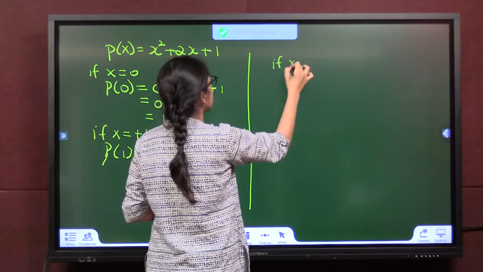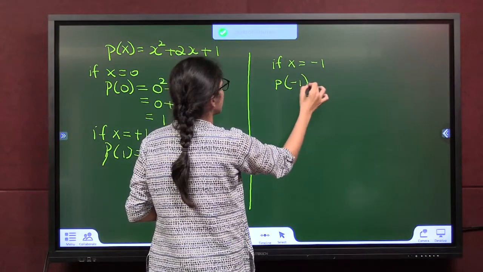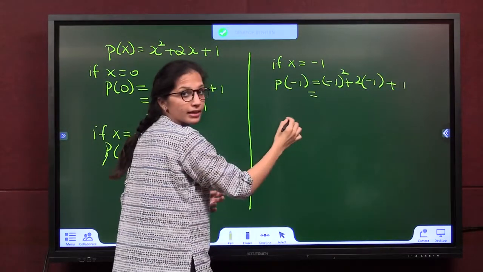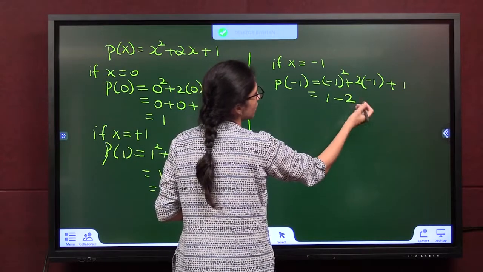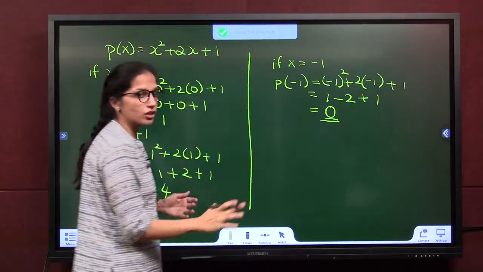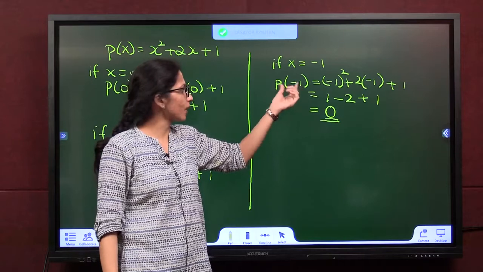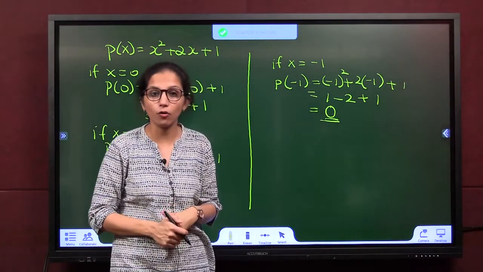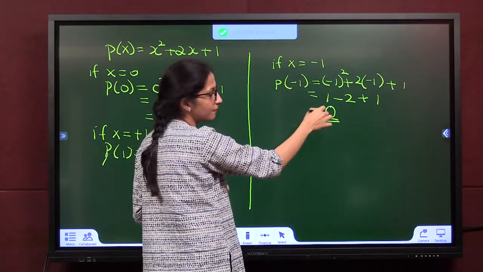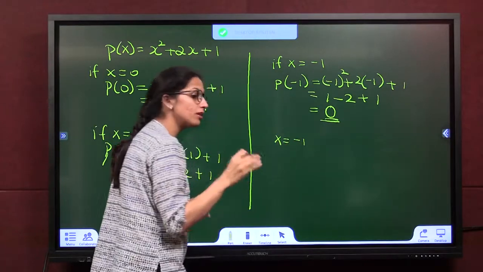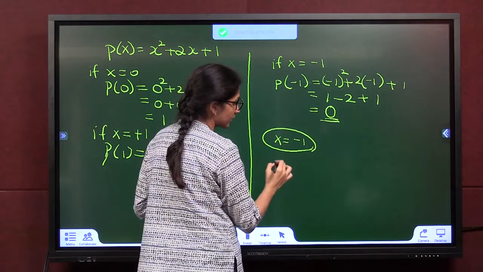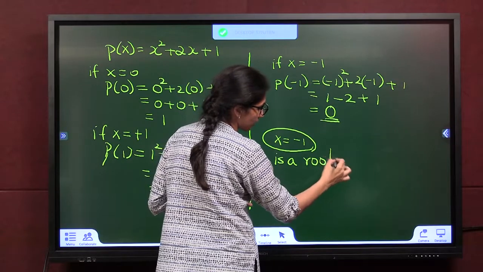What if I put x equals minus 1? P of minus 1 is minus 1 the whole square plus 2 into minus 1 plus 1. Minus 1 the whole square is 1, plus 2 into minus 1, minus 2, plus 1. 1 minus 2 minus 1 plus 1, 0. Pay attention here. When I put x equals minus 1, the value of my expression became 0. Such a number where you put the value and it becomes 0. So x equals minus 1. When you put the value of that variable and the expression becomes 0, such a number, here x equals minus 1, is known as a root of the polynomial.